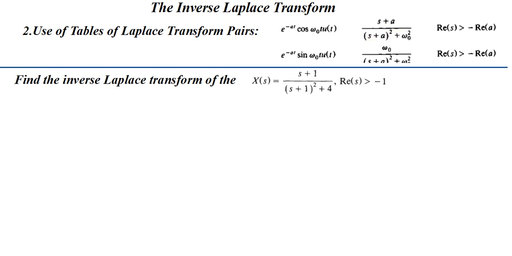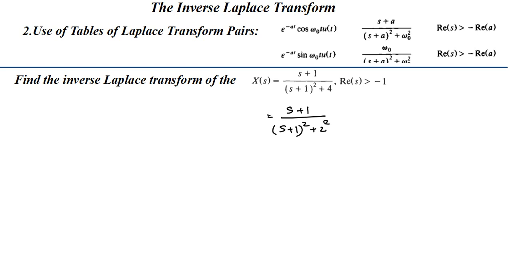Next we'll discuss another question, which is given as s plus 1 divided by s plus 1 the whole square plus 4. If we slightly modify this, it becomes s plus 1 by s plus 1 the whole square plus 2 square.